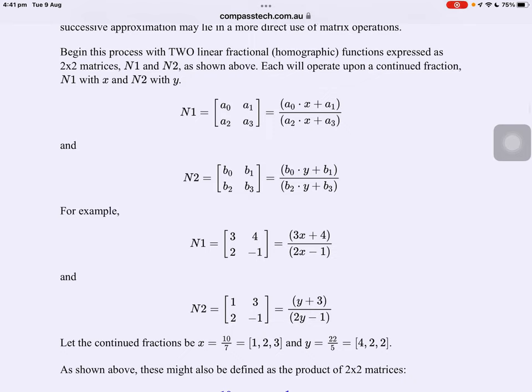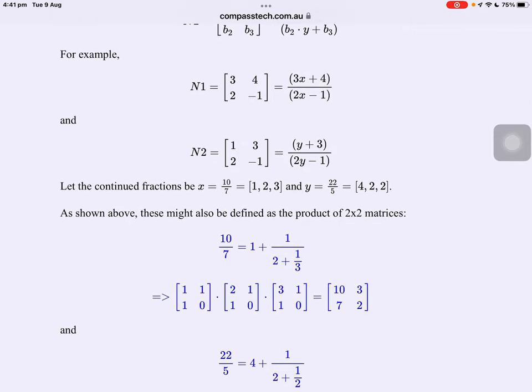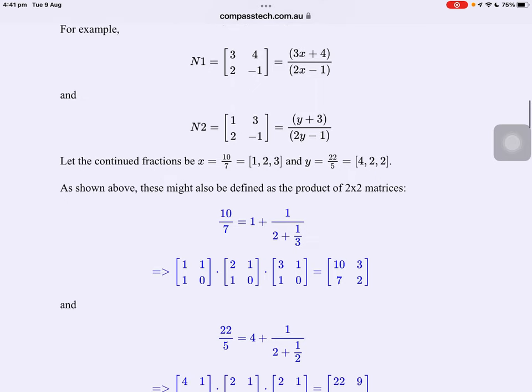Once again, we'll begin with two linear fractional or homographic functions. This time we express them as matrices, call them N1 and N2. So, for example, 3x plus 4 over 2x minus 1 is the matrix 3, 4, 2, minus 1. And y plus 3 over 2y minus 1 is 1, 3, 2, minus 1. So we're avoiding Gosper's 2 by 4 matrix and thinking of them as two individual matrices. Now, N1 will interact with x, and again, we'll keep using these examples, and N2 will interact with y.